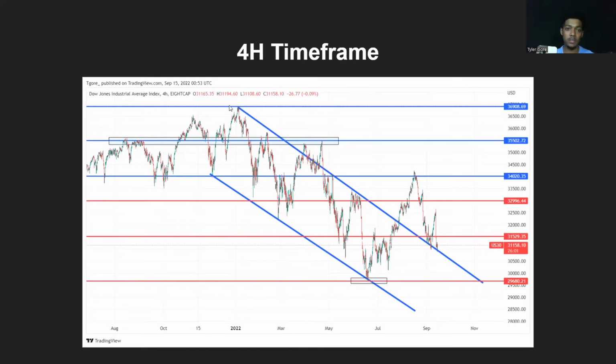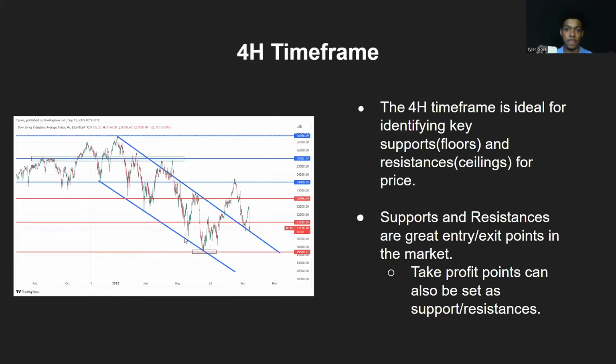Then you also have your blue resistances. They're resisting price from going any further up, and they're going to be at high points in the market. Like I was just saying, the 4 hour time frame is good for identifying supports and resistances, or floors or ceilings for price. And it's really good to get in and out of your trades whenever you see supports and resistances, because there's a good chance of price reversing.